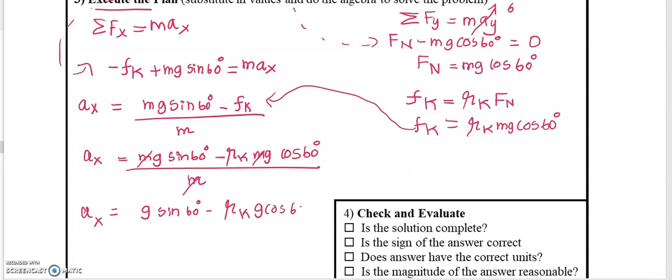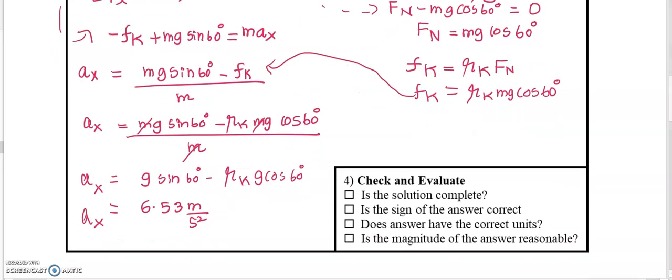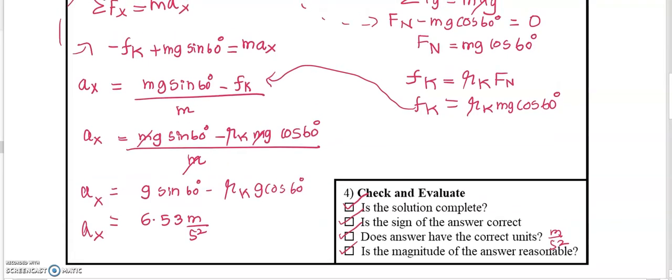Because m is common for all the terms in the equation, you can divide the numerator and the denominator by m, and once you do that, you get g sine 60 minus mu k g cosine 60 is equal to the acceleration. When you solve for the acceleration, you get 6.53 meters per second squared. So you can check and evaluate. We got the correct units, meters per second squared. The magnitude of the answer is reasonable.